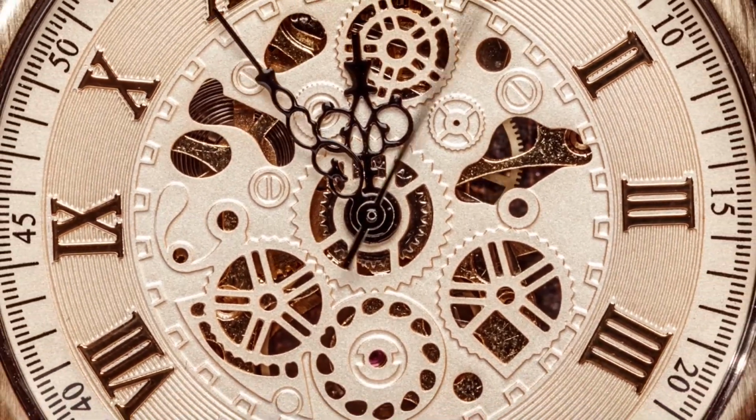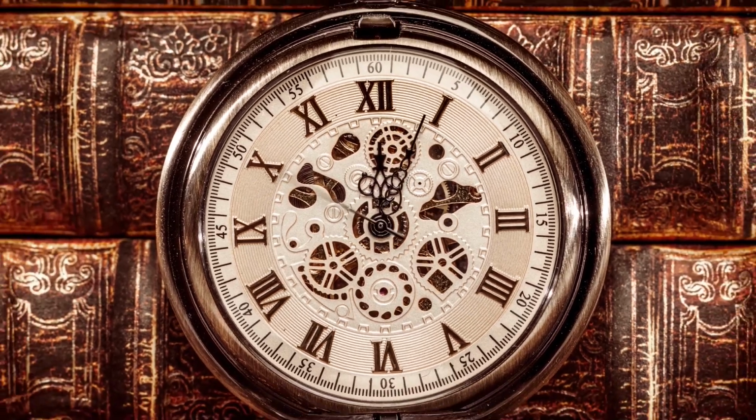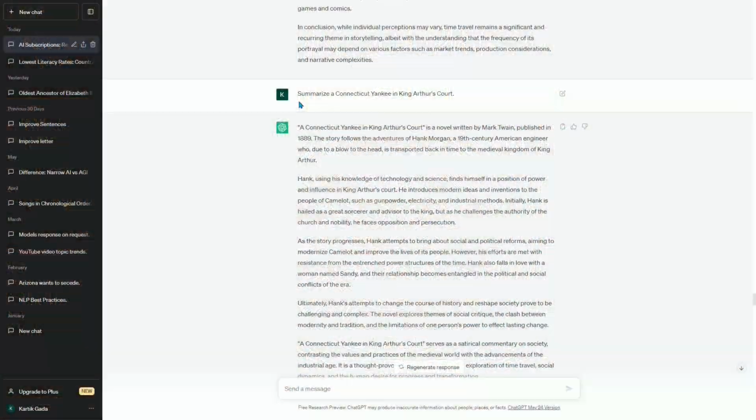So I say, now what was one of the very first actual time travel stories ever written? A Connecticut Yankee in King Arthur's Court, written by Mark Twain. So I type in a query requesting a summarization of this story, which you can do for any fictional story in ChatGPT if you don't have the time to read that story. It's written by Mark Twain, published in 1889, and it follows the story of a 19th century person who goes back to the medieval kingdom of King Arthur.